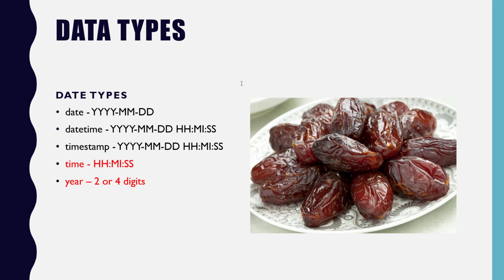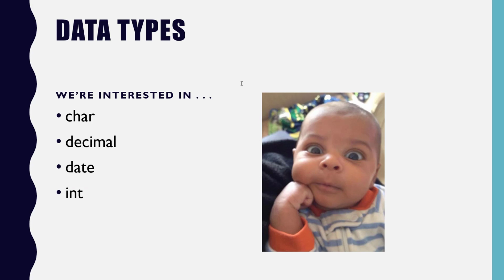And then the time is hours, minutes, seconds, and then the year can be 2 or 4 digits. All right, any questions about these data types here? We good? So these are the ones we're interested in.